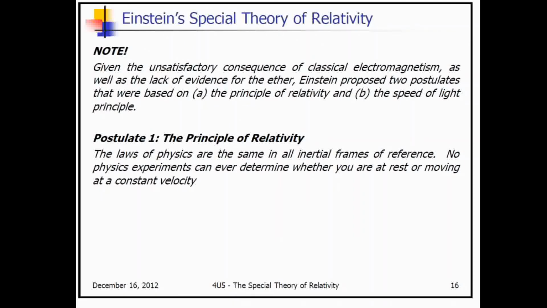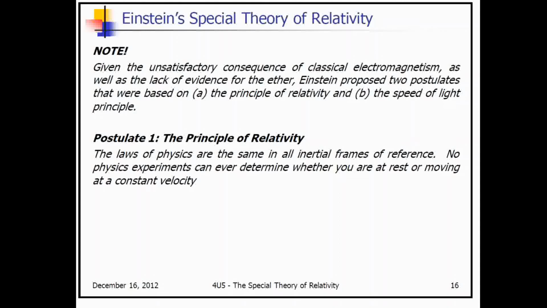So given the unsatisfactory consequence of classical electromagnetism, as well as the lack of evidence for the ether, Einstein proposed two postulates that were based on the principle of relativity and the speed of light principle. Now these don't sound very spectacular, but I'll read them both, and then we'll talk about how they work in conjunction. So his first postulate, which you should copy down, is that the laws of physics are the same in all inertial frames of reference. No physics experiments can ever determine whether you are at rest or moving at a constant velocity.